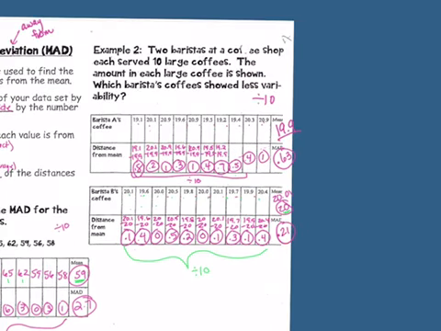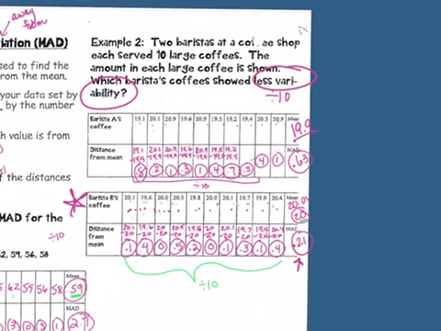So the barista's coffee that showed less variability would be Barista B. His MAD is lower, so that means all of his coffees were close to your average. The closer each number is to your mean, the more accurate or valid your set of numbers is. And that's a good thing because he's a barista.